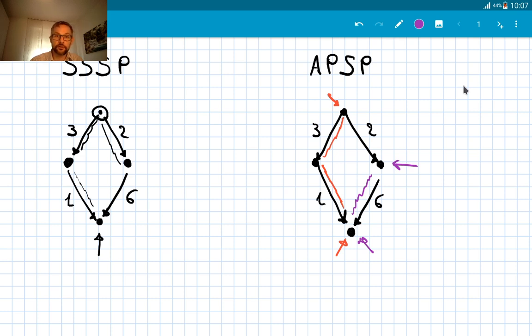So while in the single source shortest path for each node we have one single predecessor, in the all pairs shortest path problem we have a single predecessor for each path. Okay, so once I know the source and the destination of my path, I can say, okay, the predecessor of the destination is this one.